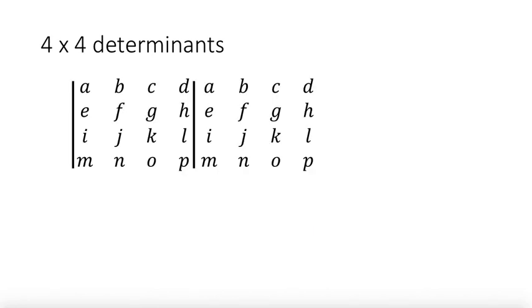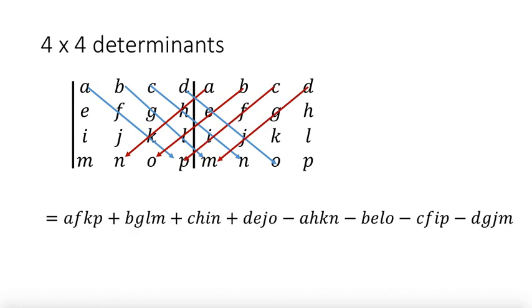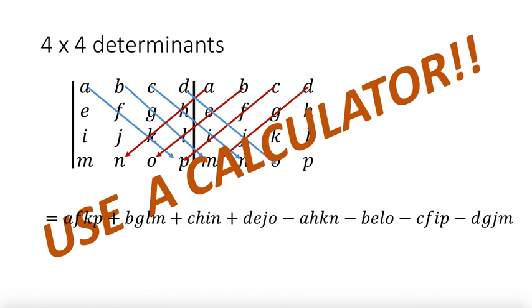Right. Do 4 by 4, same method. You add up those diagonals, you subtract those diagonals. So you get this. But guys, use a calculator. If your teacher's asking you to do 4 by 4s without a calculator, they're just being a bit mean. Learn how to do it on the calculator. You'll find a video to do that somewhere.